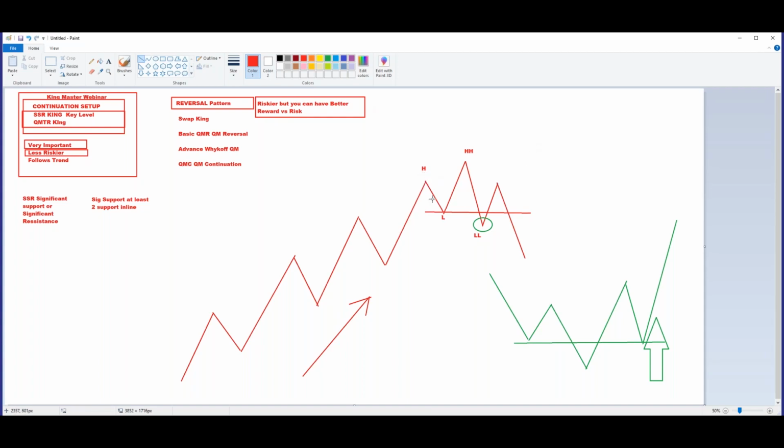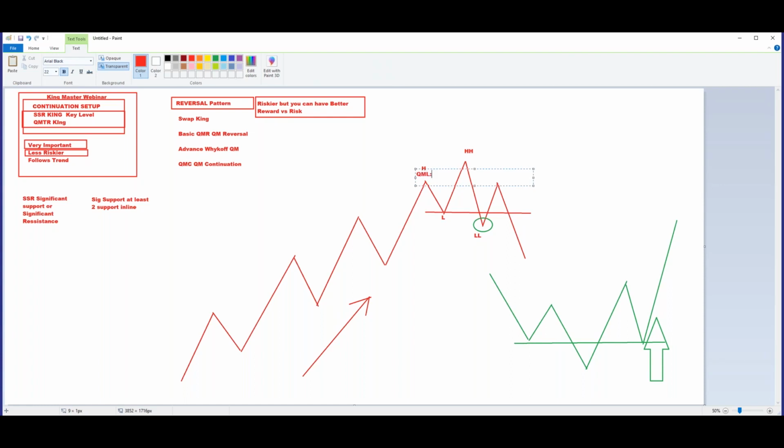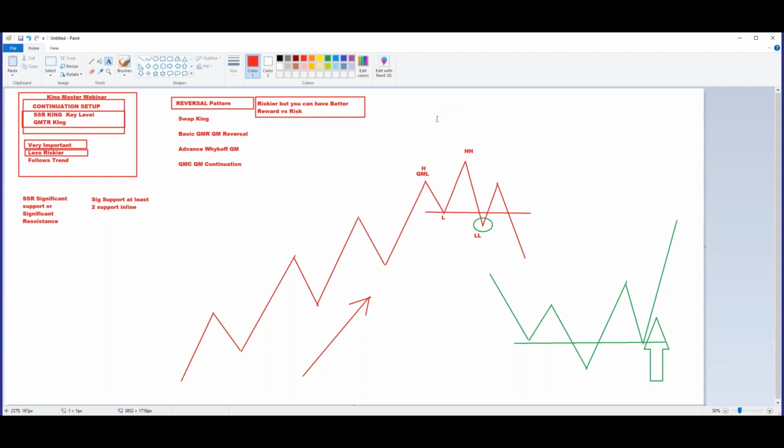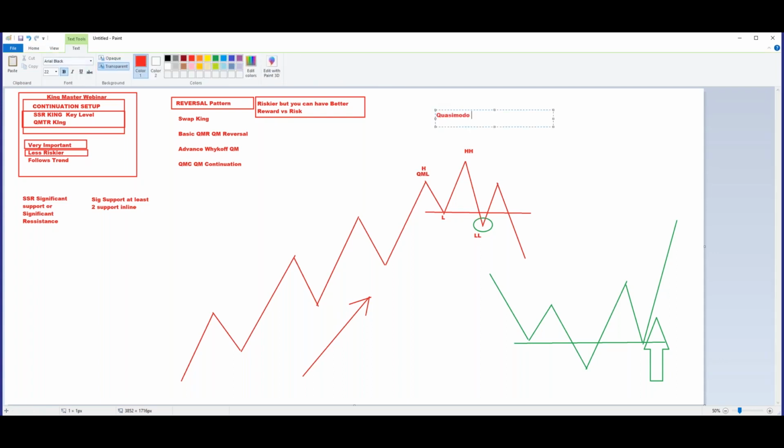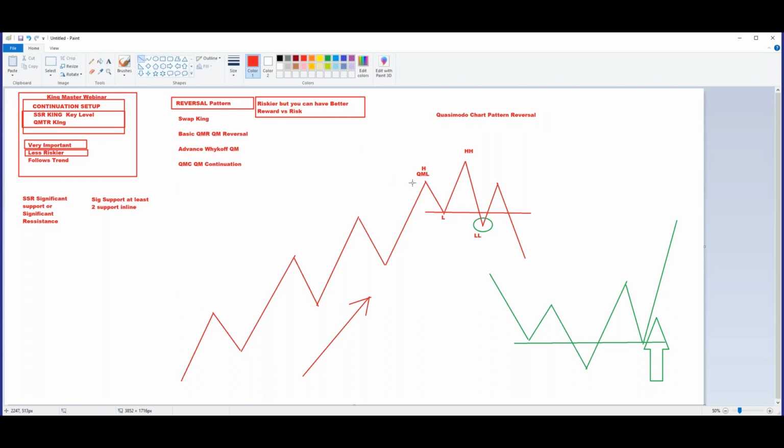This price is making a pattern: high, low, higher high, lower low. So this higher high, we can mark this as a QM level because all of this, high, low, higher high, lower low, is a QM pattern, Quasimodo chart pattern. It's a reversal chart pattern. So what we do, just simple, a basic one, we just mark the QM level over here, and then we will sell on the right hand side.